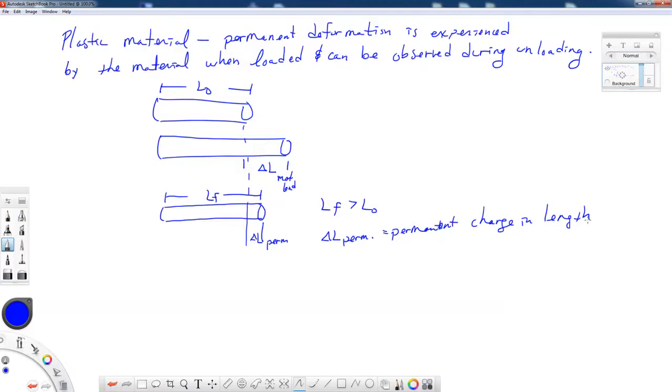So again, we typically can't observe that while we're loading it. While we're loading it, it's very hard to distinguish a nonlinear elastic material from an elastic plastic material. But when we unload it, we can see that we do have some permanent deformation. And by a plastic material, I'm not talking about a polymer that's made out of polymer chains and so forth. A lot of times people use the word plastic to mean things that are polymers, but in this case, the word plastic in theory of plasticity means permanent deformation.